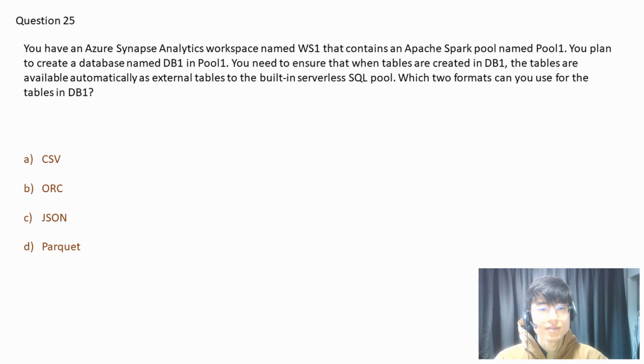Question 25. You have an Azure Synapse Analytics workspace named WS1 that contains an Apache Spark pool named Pool1. You plan to create a database named DB1 in Pool1. You need to ensure that when tables are created in DB1, the tables are available automatically as external tables to the built-in serverless SQL pool. Which two formats can you use for the tables in DB1?